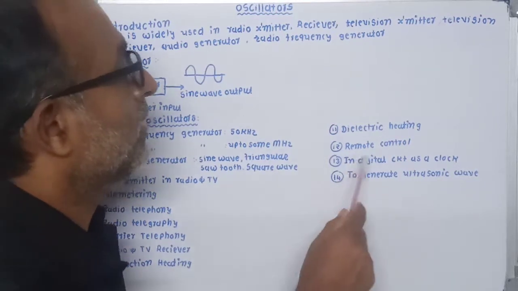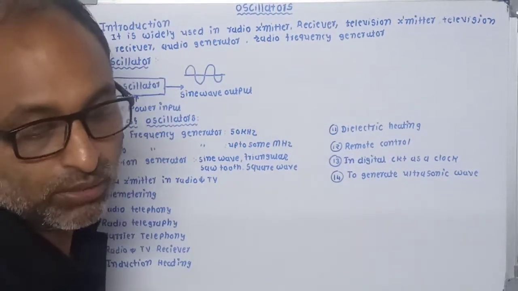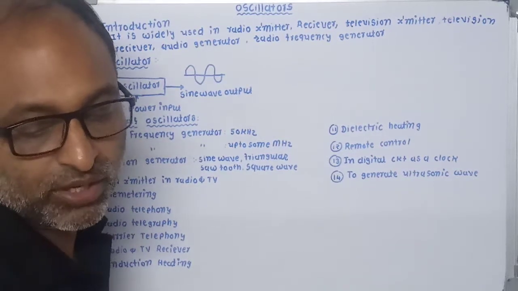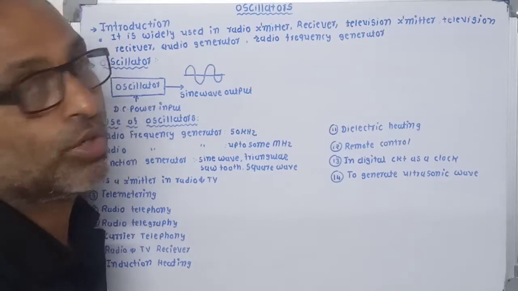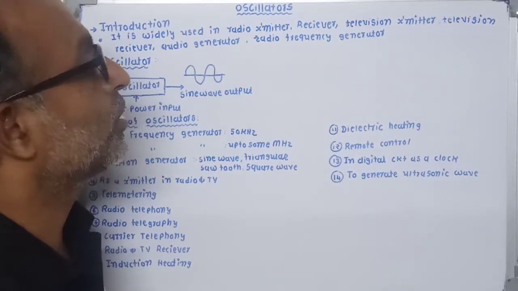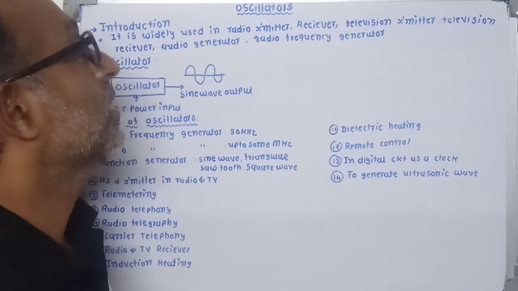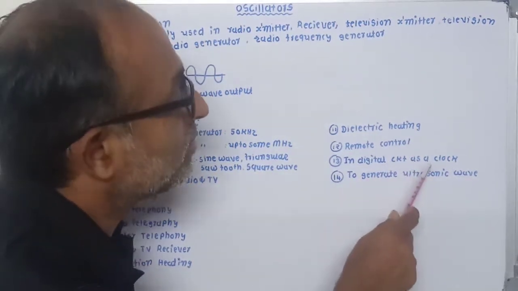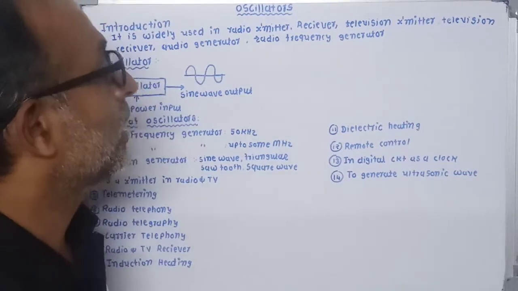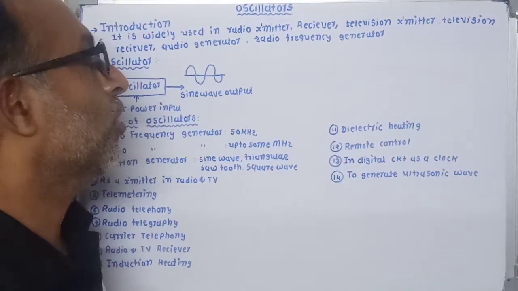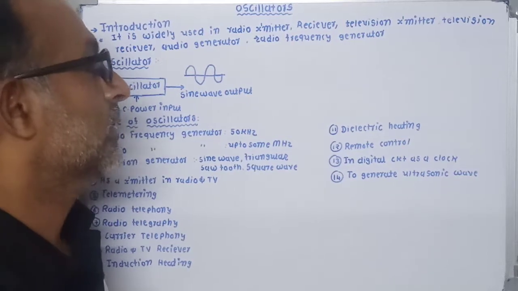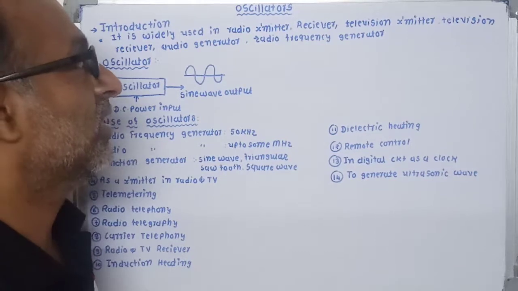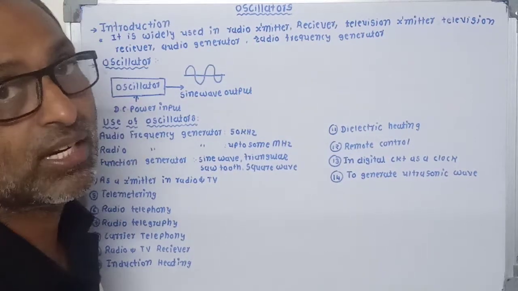Twelfth, remote control. Signals with different frequencies are used for remote control of electronic devices. For that, the oscillator is used. 13, in digital circuits as a clock. The oscillator is used as a clock in the digital circuit. Similarly, 14, to generate ultrasonic waves. The oscillator is used to generate the ultrasonic waves.